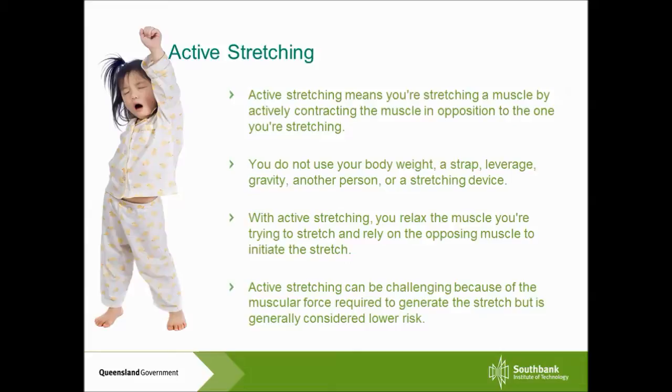Now, this uses a principle called reciprocal inhibition, where when you actually contract a muscle, the muscle on the opposing side tends to relax. So we don't use any body weight or straps. All we're using with this one is the ability of the muscle to contract and therefore stretch the opposing muscle. It can be a challenging way to stretch, but it's generally considered to be fairly low risk.